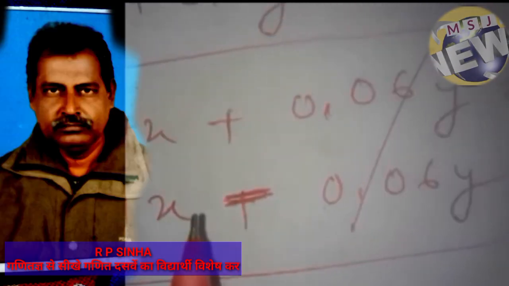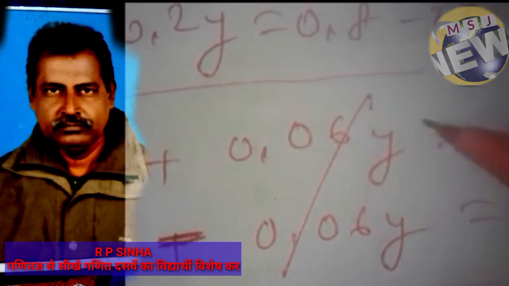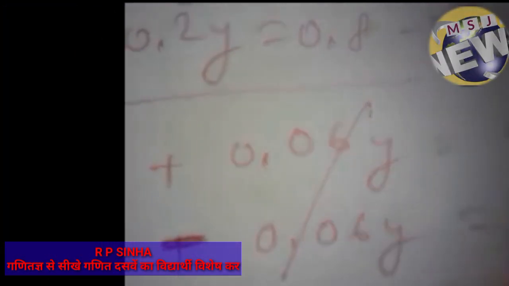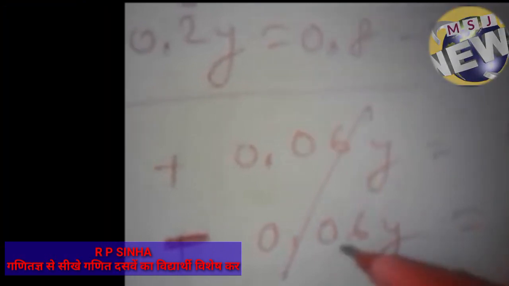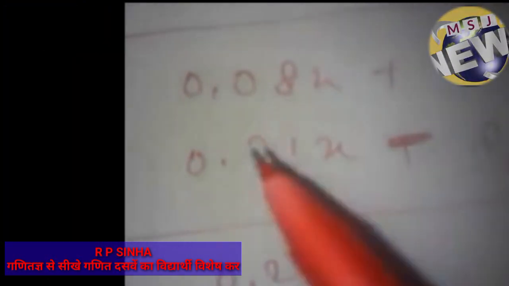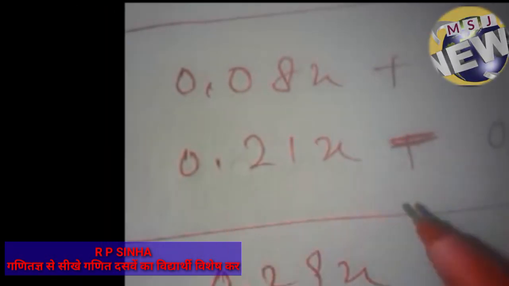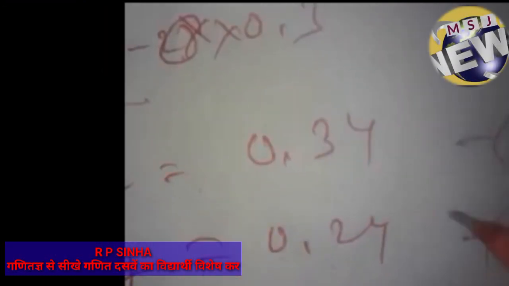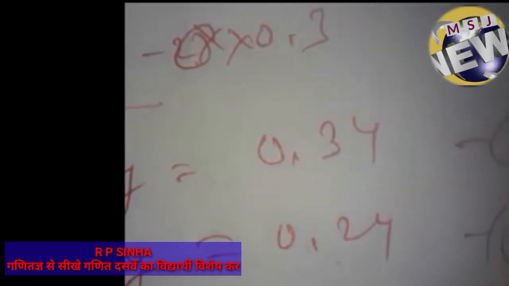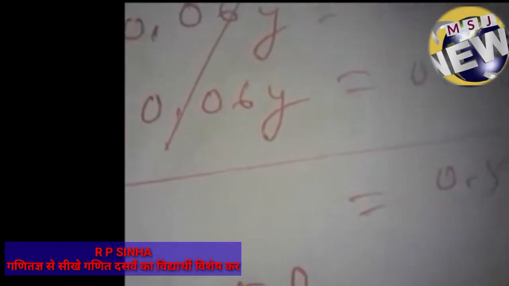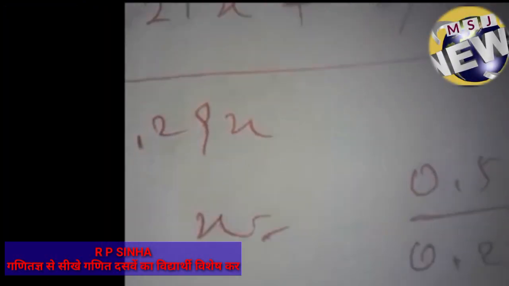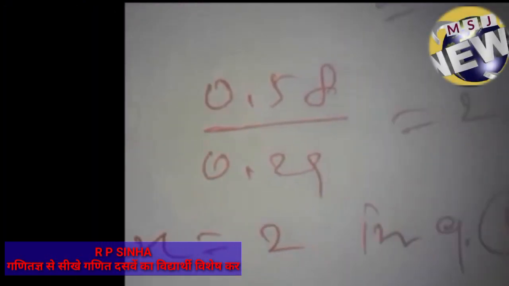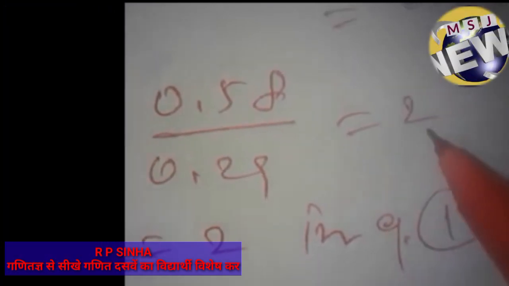Now we observe that 0.06y and 0.06y are the same term with different signs, so they will cancel out. Now we add the remaining terms. 0.08x added to 0.21x gives us 0.29x, and the constants 0.34 and 0.24 added together give us 0.58. Now the value of x is 0.58 divided by 0.29, and dividing these two terms we get the value 2.